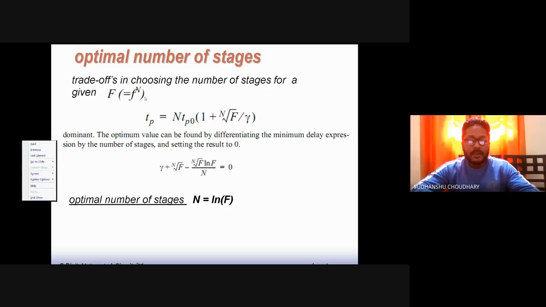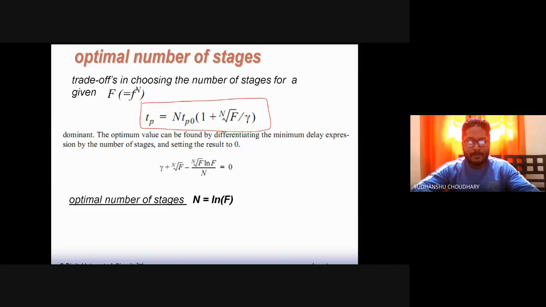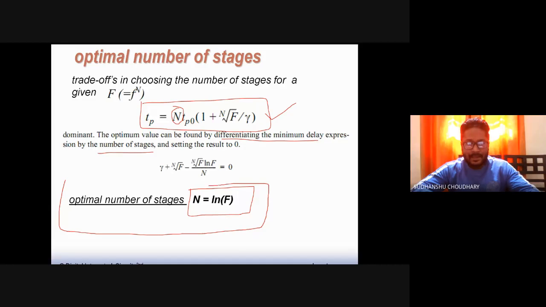Now total delay we found. So total delay is given by this equation. Now to find out the optimum number of stages, that is this n, this can be found by differentiating the delay equation by the number of stages. That is, you do del Tp by del n. Okay, that is dTp by dn you find out, and then equate that dTp by dn to 0. And then if you do that, you will find a relationship between the number of stages and the total fan out. That is, the optimum number of stages n is equal to the natural logarithm of the total fan out.